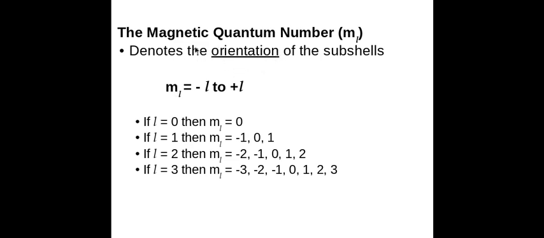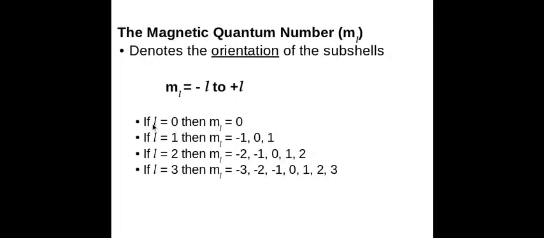So for the third one, we're going to use the symbol m subscript italicized L, and it's going to be based on what the L values are. Depending on what the L values are, there will be certain m_L values, or third quantum number values. They range from whatever the value of L is as a negative, going all the way up to whatever the value of L is as a positive, going through 0.